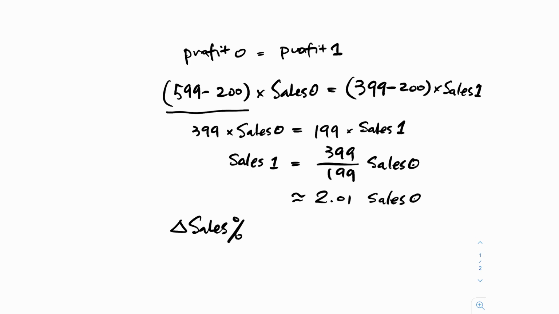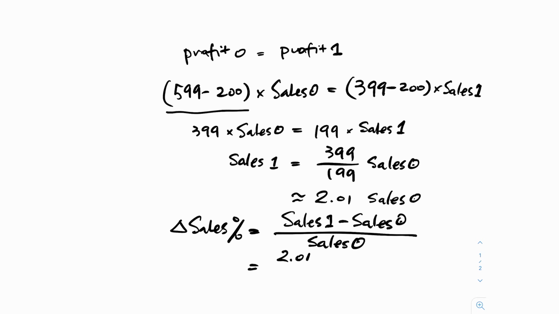So what percentage does demand have to go up for Apple to maintain the same profit level? To calculate the percentage, we have sales 1 minus sales 0, divided by sales 0. Based on what we have, at the end of the day, the demand has to go up by 101% for Apple to maintain the same profit level when they drop the price.